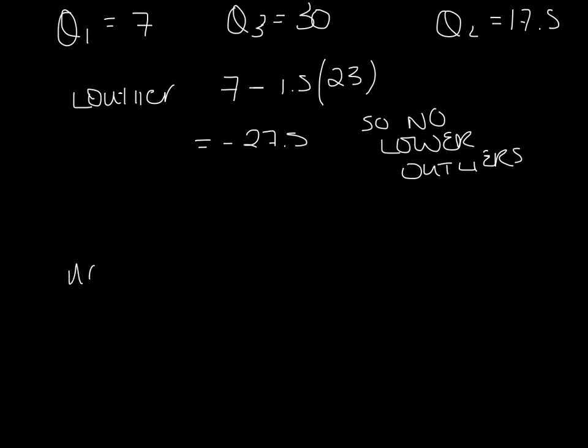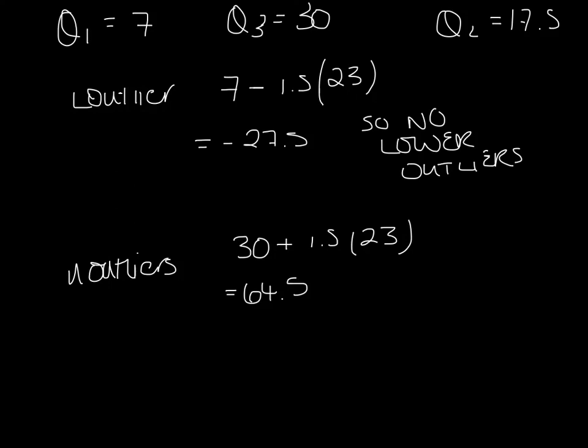What about the upper outlier then? Or liars, obviously. That's going to be Q3, which is 30, add 1.5 times the interquartile range, which is 23. So 1.5 times 23 is 34.5. I'm going to add 30 to that, which is 64.5. Right, is there any data above 64.5? There is. There is one outlier at 70.